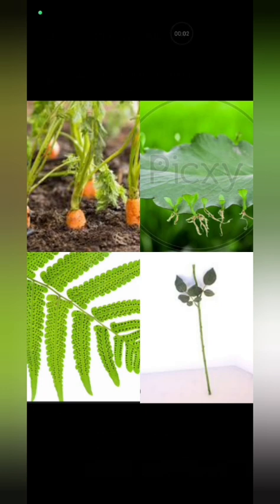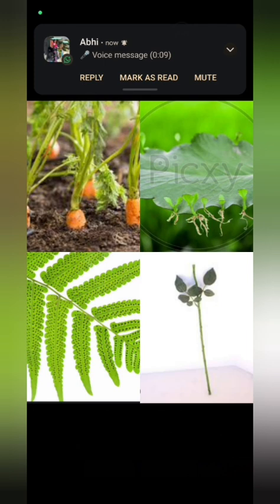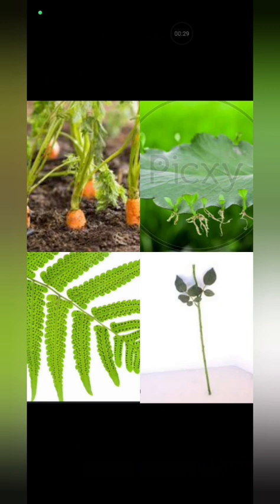Reproduction from leaves. Some plants can grow new plants from their leaves. Some plantlets grow on the edges of leaves and fall off to grow into new plants. Example: bryophyllum. Reproduction from roots. Some plants grow new plants from their roots. These roots store food and grow into new plants. Example: carrot, sweet potato, dahlia.